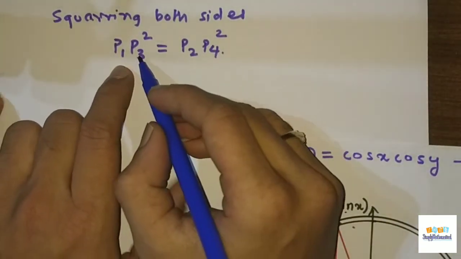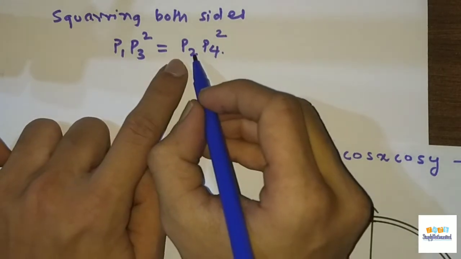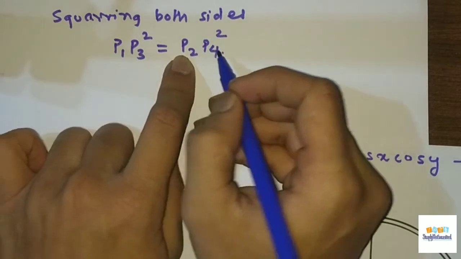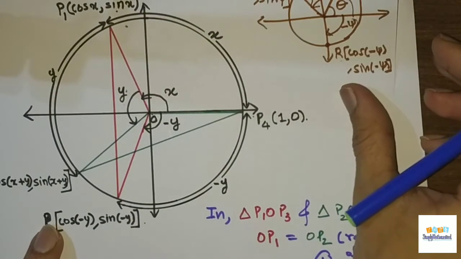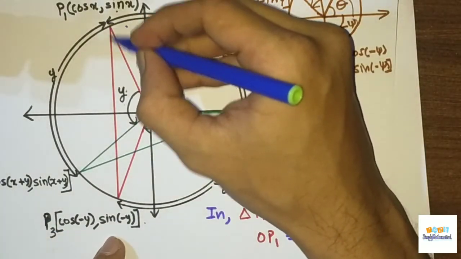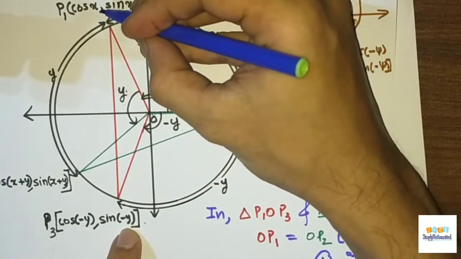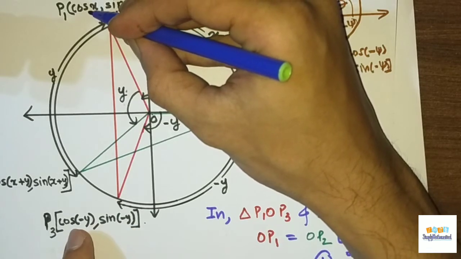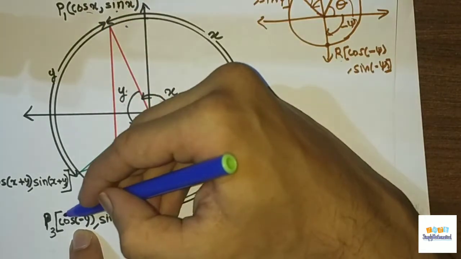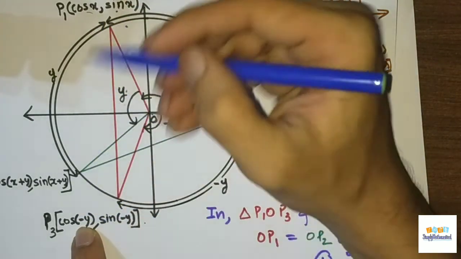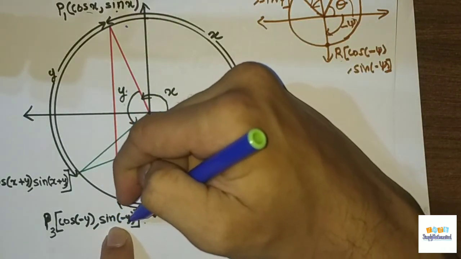What do you mean by P1P3? P1P3 means the distance of P1 and P3. And what do you mean by P2P4? It is the distance from P2 to point P4. So what is the distance of the point P1P3? You have to look at this side and look at the distance. So that will be root of x1 minus x2, that is cos x minus cos of minus y the whole square, plus sin x minus sin of minus y the whole square, right?